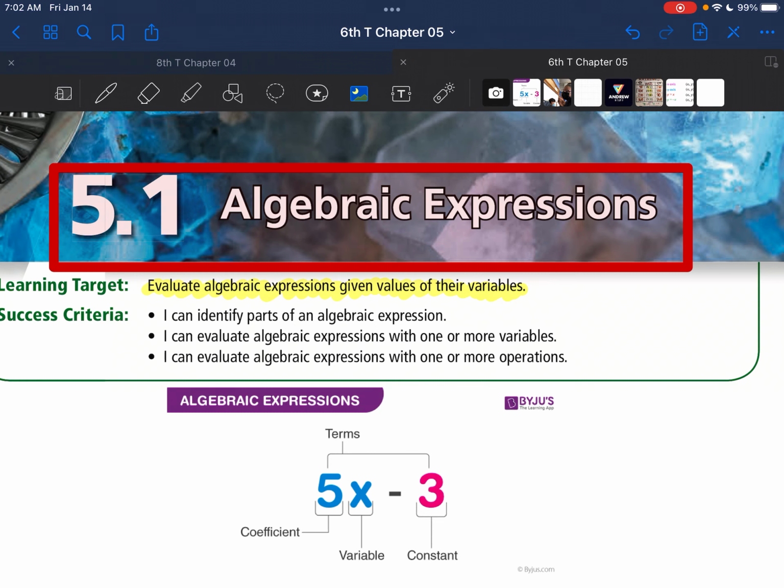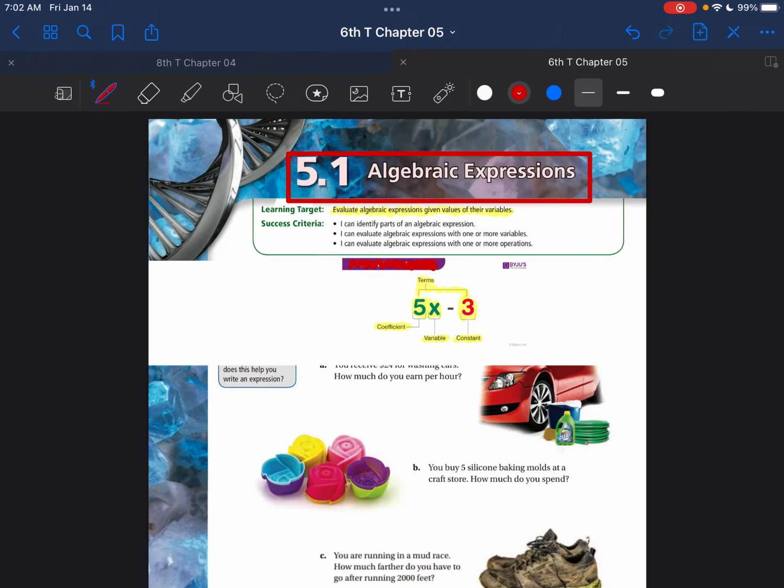Please make sure you copy all of this down. You don't need this, but you do need this. So please label the terms, the coefficient, the variable, and the constant. You need to have all of this information down right here, right here, right here. Please make sure you draw the numbers as well, and the lines, and this. So make sure you have this written down. All right, then we're going to the next page.